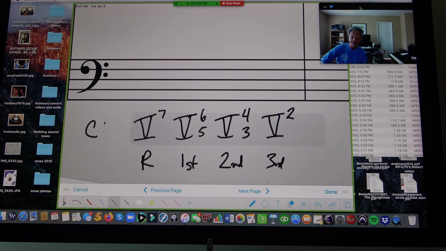So 7, 6, 5, 4, 3, 2. Great way to remember how the inversions go, and a simplified way to remember that. Okay?